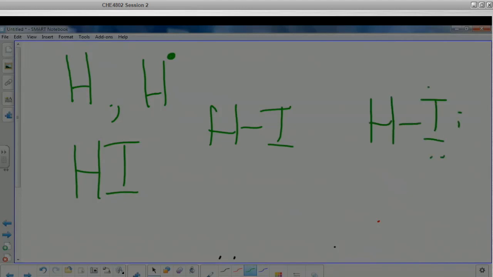And that person will still be correct. But once you write this, only a person with a chemical background can tell what that is. You will say it's hydrogen iodide. The rest are not correctly represented. So that is what I was saying to you.